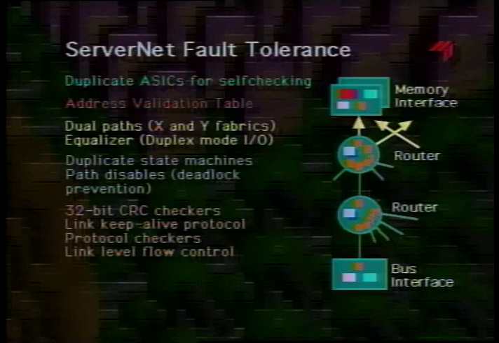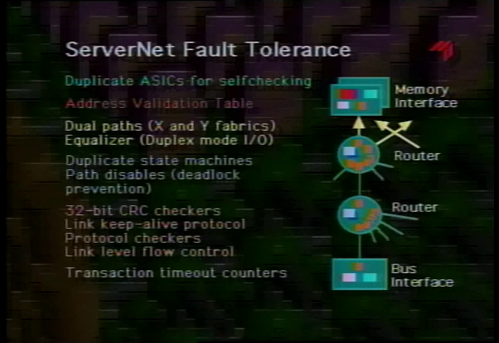We also have protocol checkers and link-level flow control, as well as the keep alive protocol, which is the way we detect when links are added or removed from the system. And the link-level protocol also prevents a failing chip from bottling up the network and having all the traffic behind it stop.